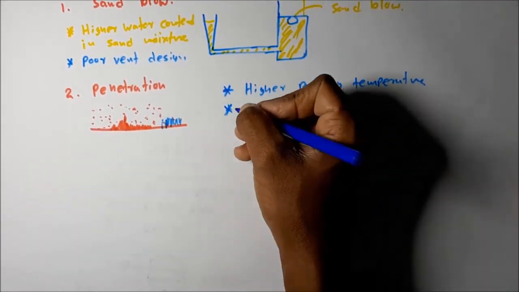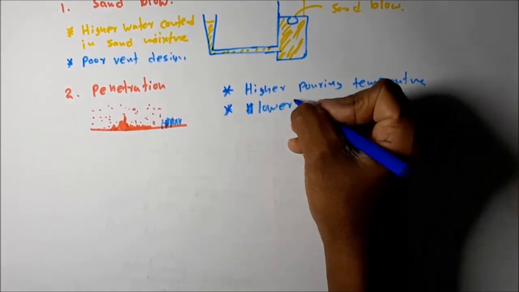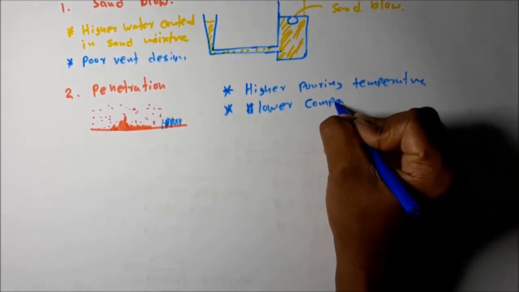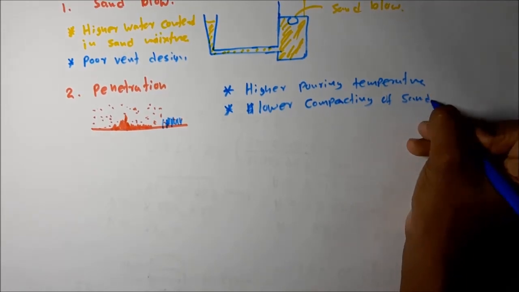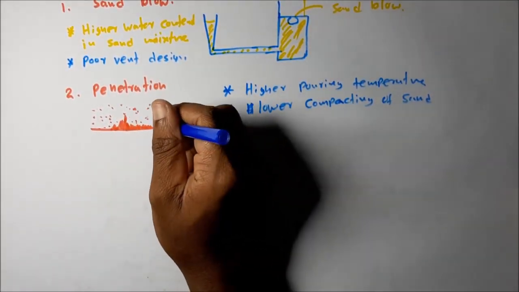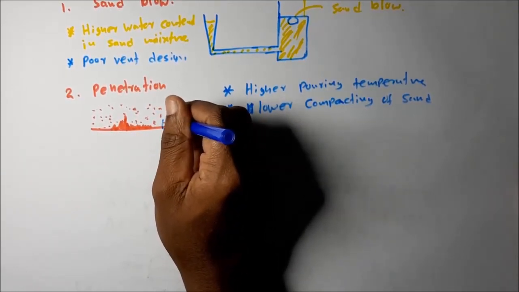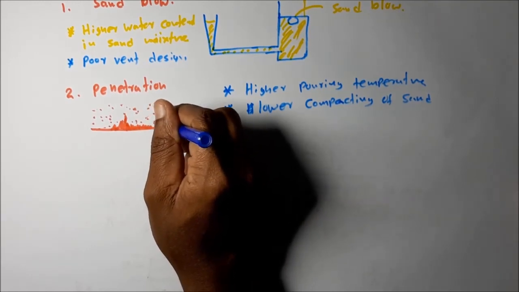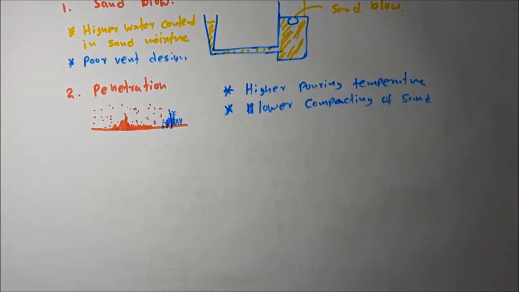Then another important thing is lower compaction of sand. Lower compaction causes higher porosity inside the sand wall, so the molten metal can easily penetrate into these porosities. This is called the penetration defect in sand casting.